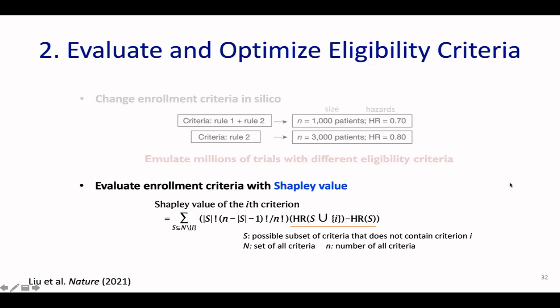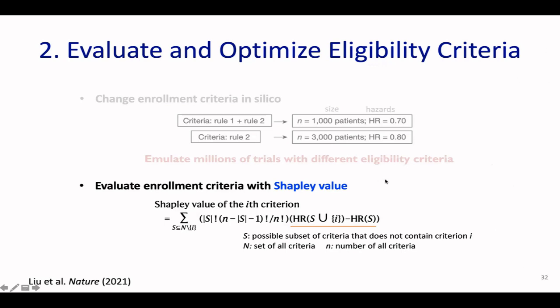And here, the other criteria are the ones used in real trials in combination with that criterion. And there is also a very good question, because a lot of thresholds are continuous, so how do we do that? I'll show in a few slides that you can actually change different thresholds to see how it affects the Shapley value in combination with other criteria.